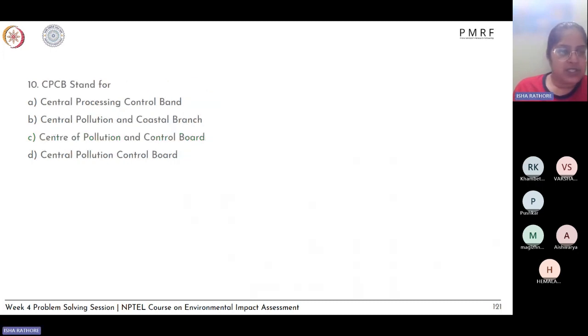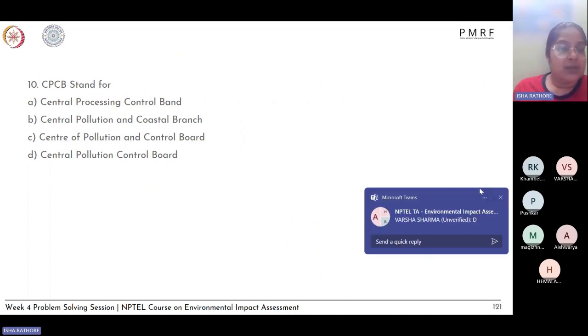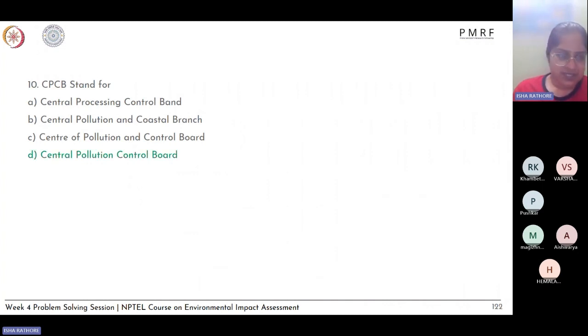Moving on to question 10, the CPCB stands for, again, a full form based question. A, Central Processing Control Board, B, Central Pollution and Coastal Branch, C, Center of Pollution and Control Board, or D, Central Pollution Control Board. Okay, a lot of D's again. Okay, so D is the correct answer. That is, CPCB stands for Central Pollution Control Board.